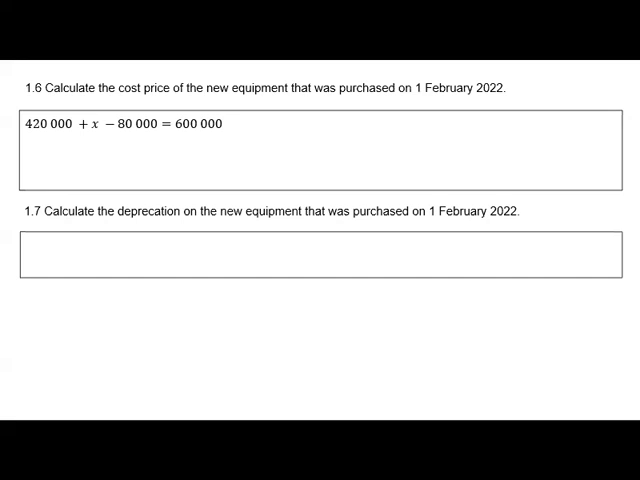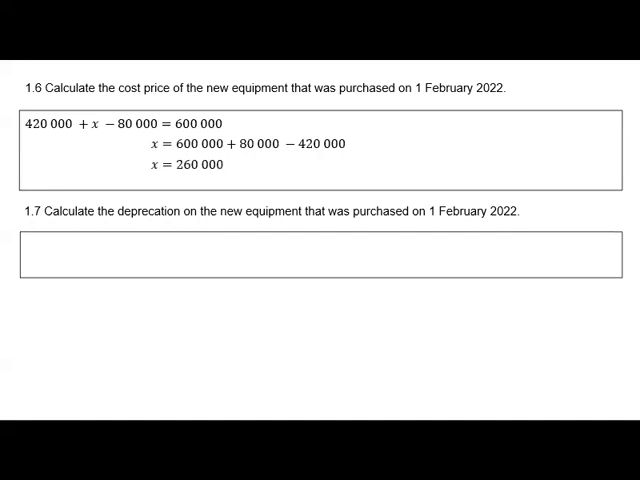And you all did math in grade 8, you will just use, well, we call it transpose X. Not transpose, we isolate X and transpose everything to the right-hand side. So we'll have 600,000 plus 80,000 minus 420,000. It'll give us the cost of equipment purchased, which will be 260,000.